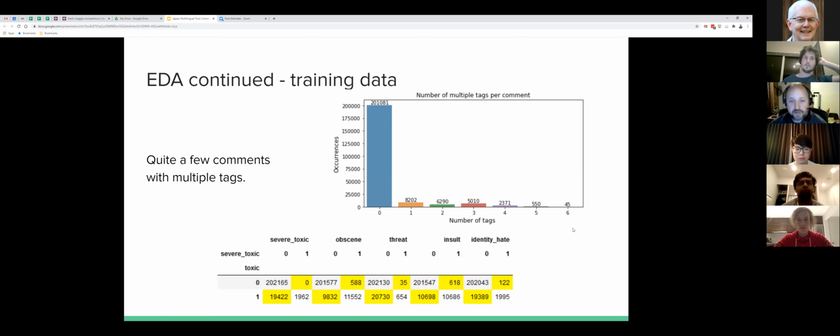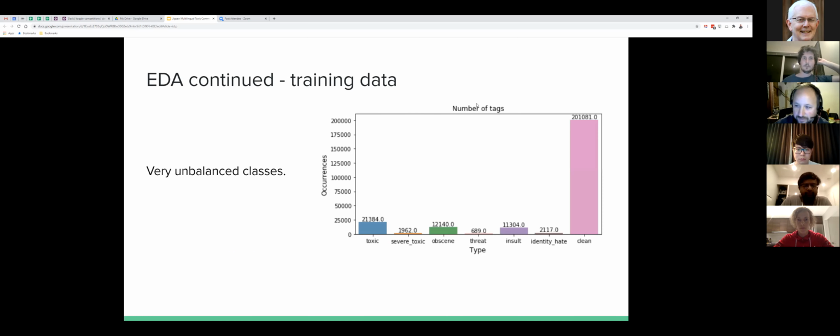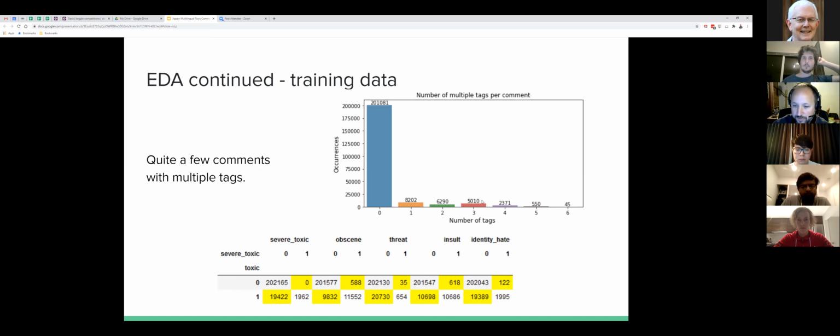So what I wanted to look at here was the number of multiple tags per comment, because I noticed that in that slide a few slides ago, some of them had a lot of multiple tags. Looking at this graph, you can see that 0 tags had 201,000, which makes perfect sense because that's the same number of clean comments we saw here. And quite a few did have multiple tags. So what I wanted to look at was some sort of correlation, and this goes back to what you just mentioned, Anu, between whether something was tagged as toxic and whether it was tagged as one of the other tags as well.